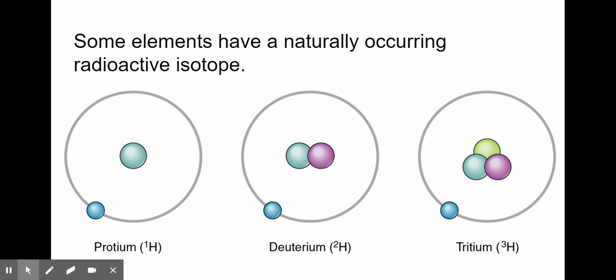Some elements have naturally occurring radioactive isotopes. For example, hydrogen-3, which we can call tritium, is hydrogen's radioactive isotope. Each tritium isotope, which you'll see here on the right-hand side of the screen, has 1 proton and 2 neutrons in its nucleus. It's very rare. Argon, technetium, cerium, and promethium also have radioactive isotopes. Technetium and promethium are really special. They're not found in nature, but they're all man-made and very unstable.